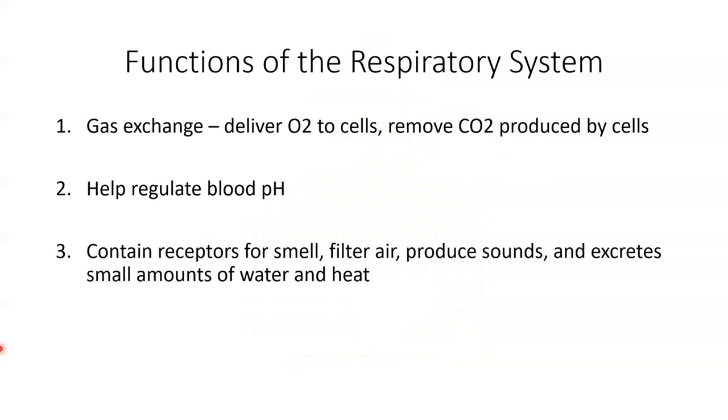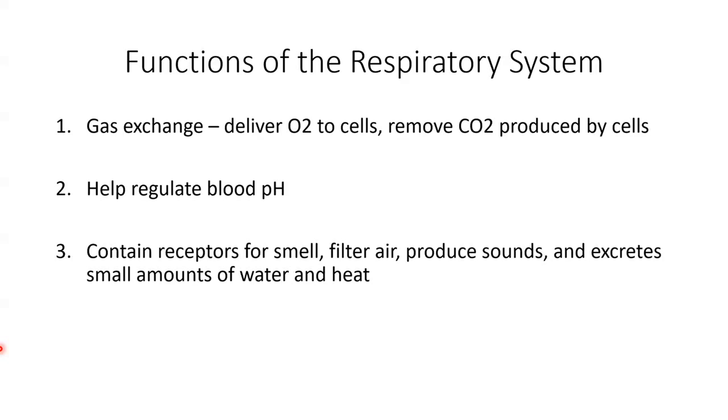As I briefly mentioned, those structures work together to maintain homeostasis by participating in gas exchange, where we inspire or breathe in air that's rich in oxygen and deliver it to the cells of the body. We then expire air, which contains carbon dioxide, a waste product that's produced when we convert the nutrients that we ingest and absorb in our gastrointestinal tract and turn them into ATP.